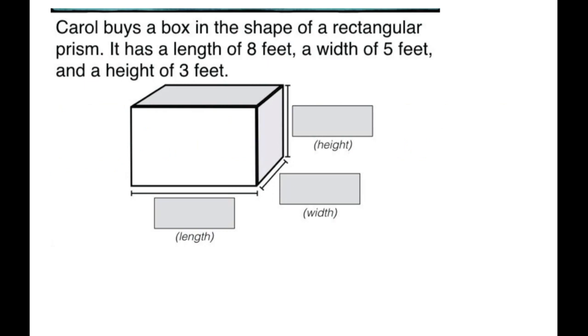So here I have this problem in front of you just to review, identifying where the length, width, and height is and calculating the volume. So the problem says, Carol buys a box in the shape of a rectangular prism. It has a length of 8 feet, a width of 5 feet, and a height of 3 feet. Let's go ahead and calculate what is the volume of this shape.